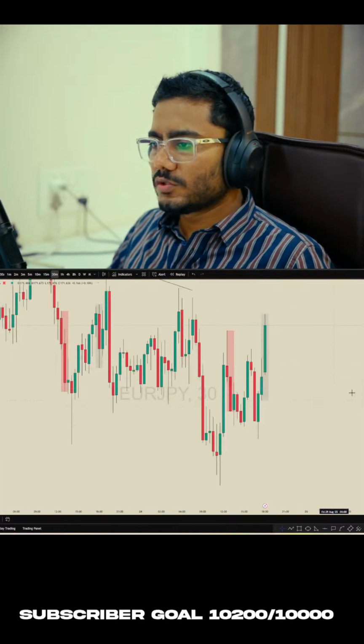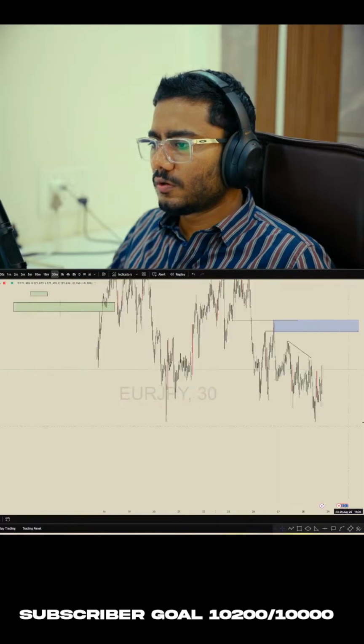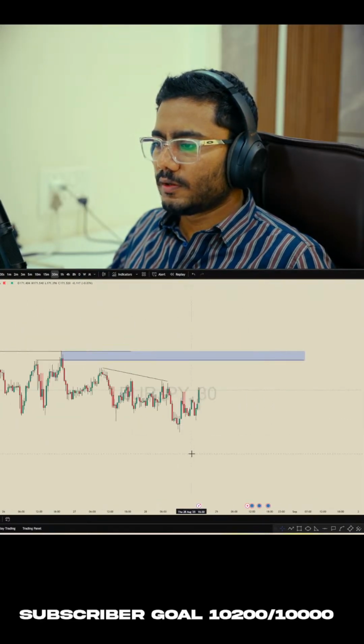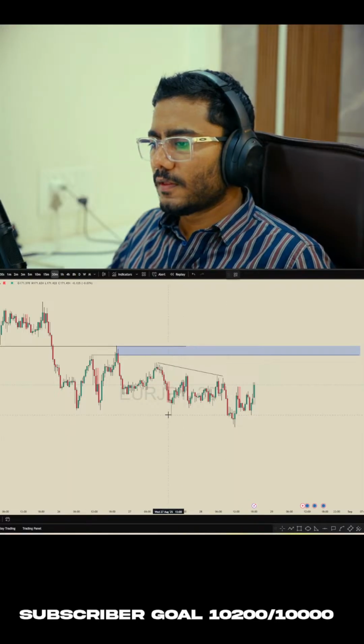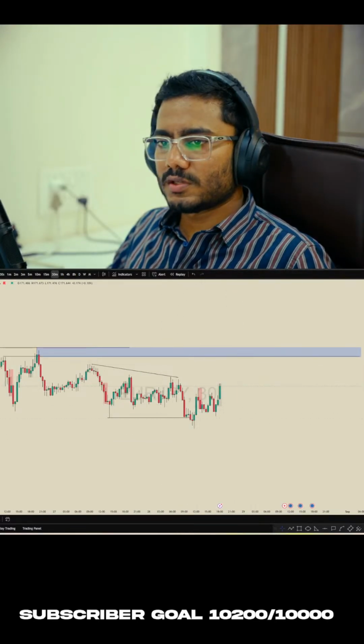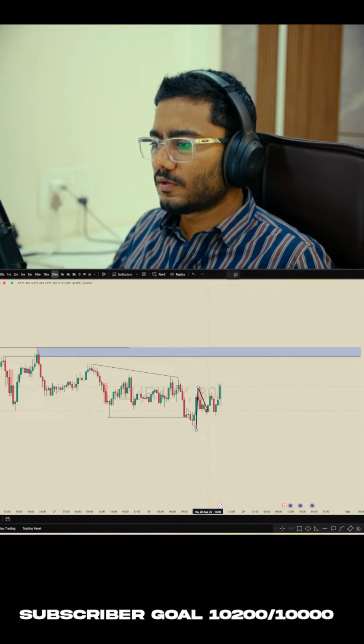So I think Euro JPY looks good, although price is consolidating over here. But here, if you look at the structure, price broke the structure, and the structure has started to shift in the internal, sweeping this liquidity. So this liquidity has been swept. So we can now look for the sweep of next high, probably.